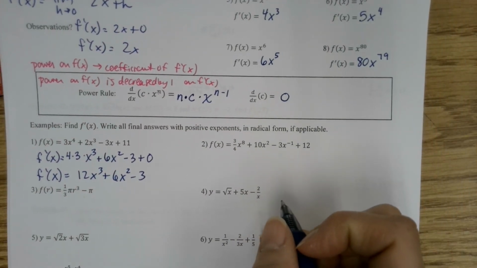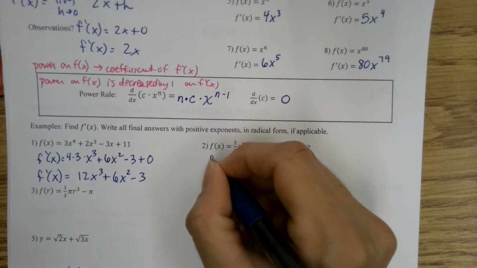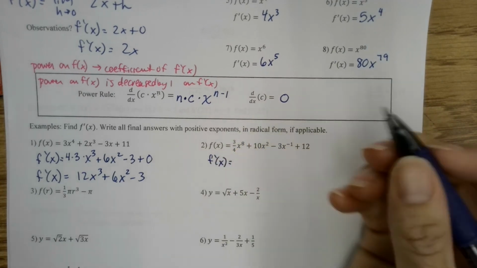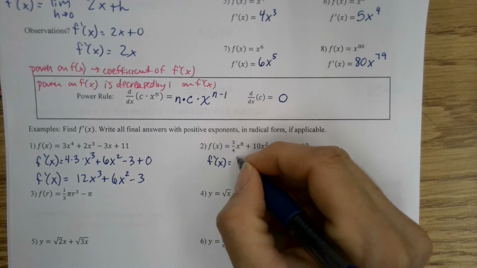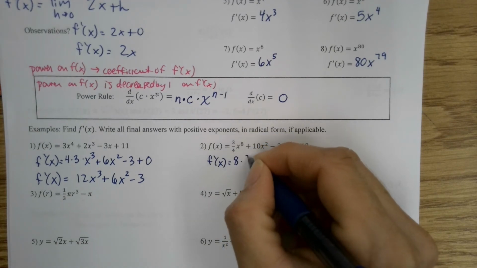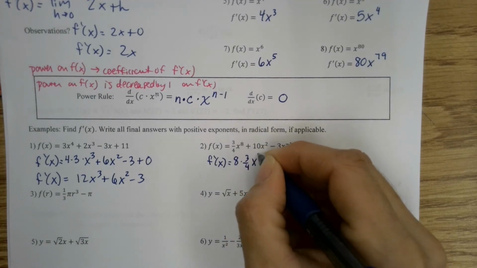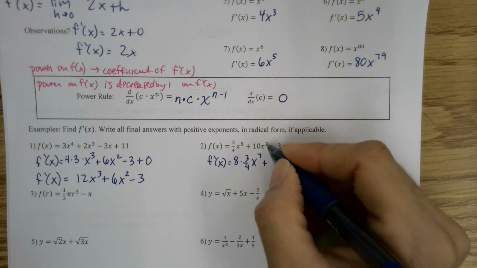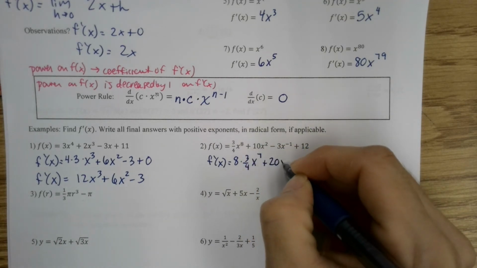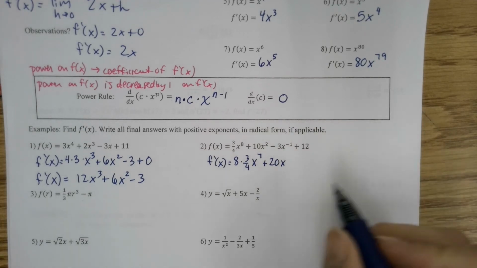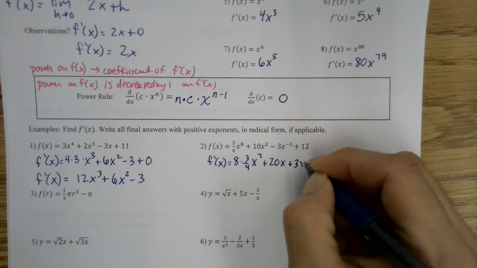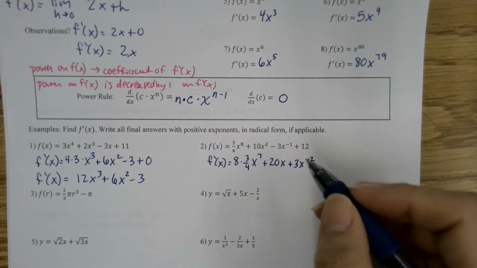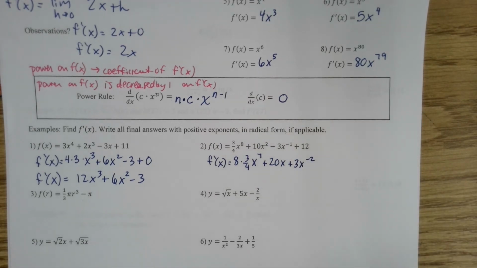All right, let's take a look at example number 2. So this is my derivative. I'm going to pull my 8 out to the front because that's a fraction. I'm not going to do that in my head. I'll just clean it up on the next step. So 8 times 3/4, my power drops down to a 7. 2 times 10 is 20. Power drops down to a 1. Negative 1 times negative 3 is positive 3. Power drops down to a negative 2. And the derivative of a constant is always 0.